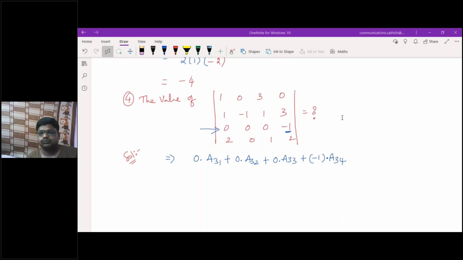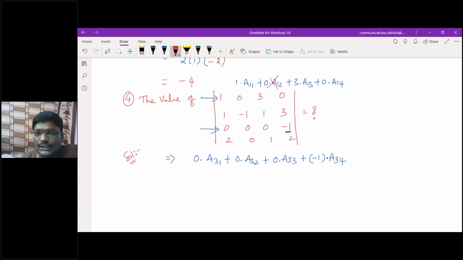Sir, in case they give two zeros, then how can we solve it? Can you explain, sir? In this problem itself, instead of this third row, if you want to go for the first row, same analysis. Here I have three zeros, so only one element will be present. With respect to the first row, 1 into A11 plus 0 into A12 plus 3 into A13 plus 0 into A14. Am I correct or wrong? Yes, sir.